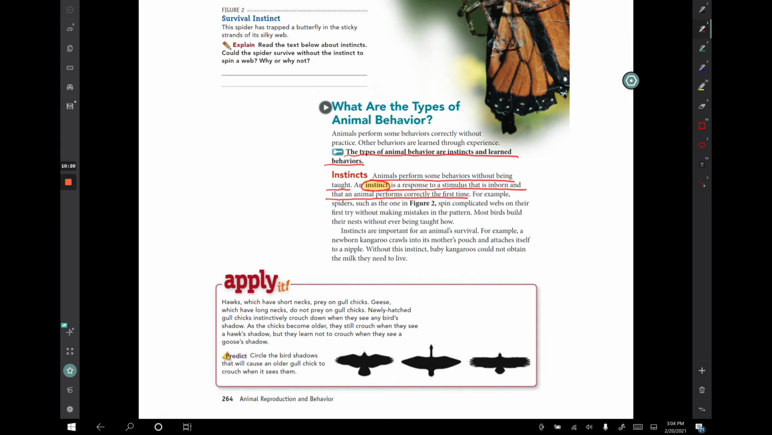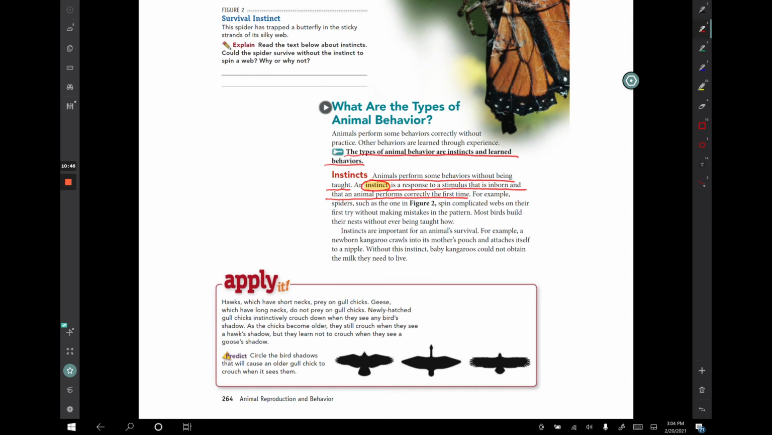So spiders building a web is an example of instinct. They're not taught how to build a web, they just do it. The very first time that they try it, they're able to do it. Birds are able to build nests. They don't need to be taught by the mama and papa bird how to build a nest. They just instinctively know how to do it. These instincts are very important for the survival of the animal.